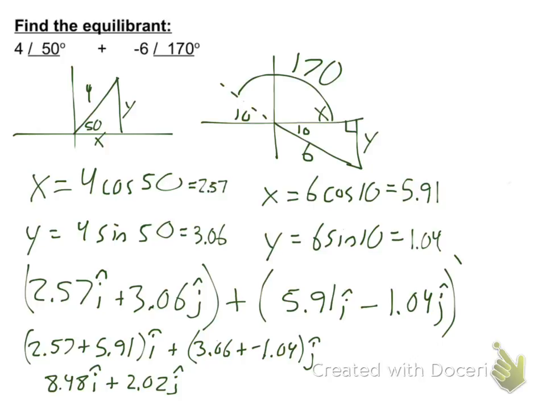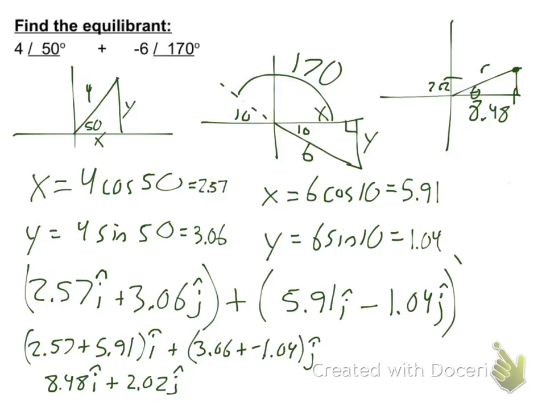Now, we have two options. This would equal running a positive 8 and up 2. So our point would be about here, 8.48 and 2.02. So here's where I'm going to be. Yes? We can find r and we can find theta.